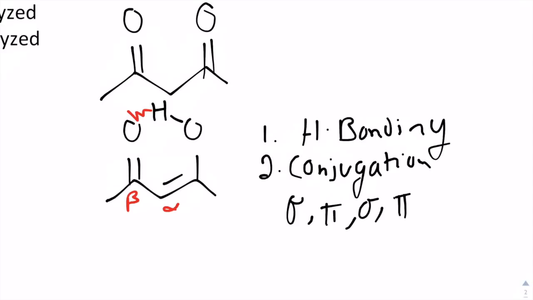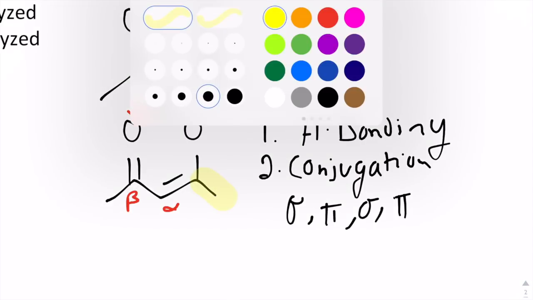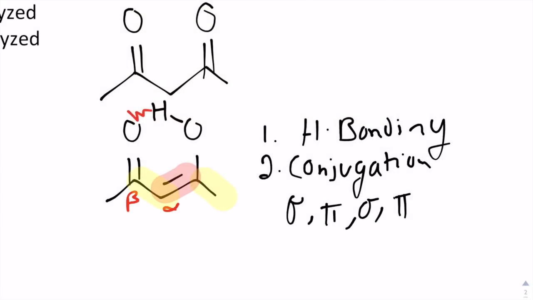It has to be alternating sigma pi, sigma pi, sigma pi. All right, so if I were to look over here, I see I have a sigma bond, then I have a pi bond, then I have a sigma bond, and then I have a pi bond. So that alternating pattern is a stabilizing feature. We'll talk more about why it's stabilizing later on in the semester, but we see that the enol is going to be preferred at equilibrium because we have hydrogen bonding in addition to conjugation.